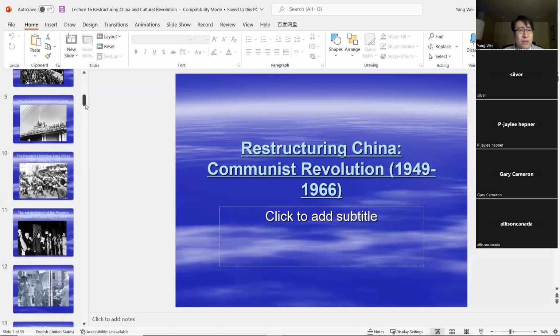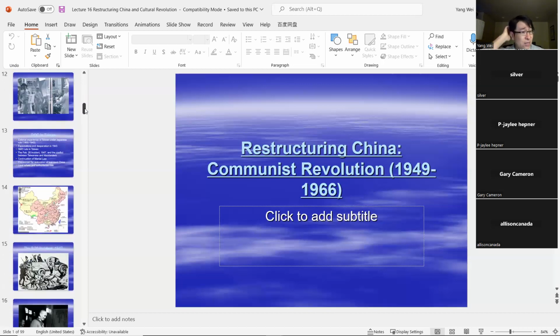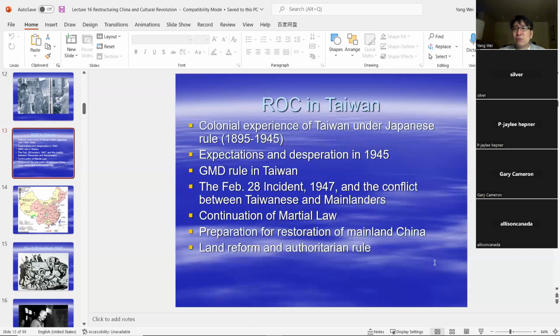So first, let's talk about Taiwan a little bit, because Taiwan really is a very important issue that is sort of affecting the international order and the security and the peace in the Asia Pacific area, right? You really have to understand the issue of Taiwan to understand the tension between the United States and China today. So we're going to briefly talk about the so-called Taiwan issue.